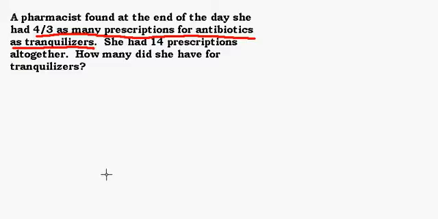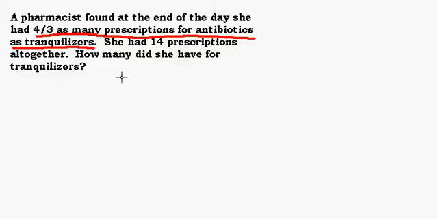In this video we're going to solve a story problem using an equation: write an equation, solve it, and see if we can figure out the answer to this question up here. A pharmacist found at the end of the day she had 4/3 as many prescriptions for antibiotics as tranquilizers. She had 14 prescriptions altogether. How many did she have for tranquilizers?